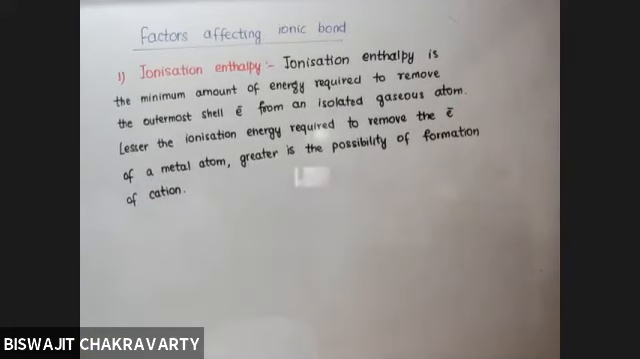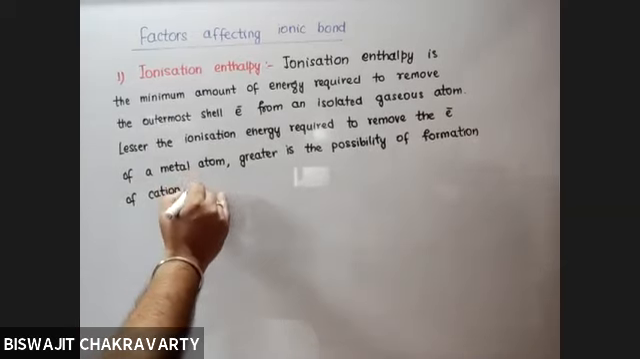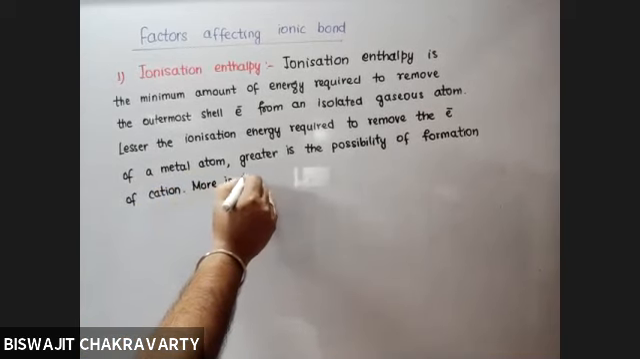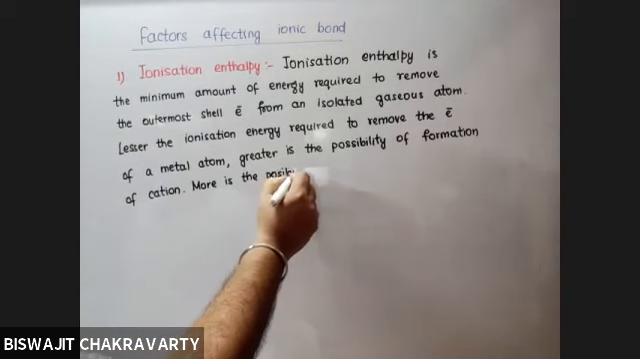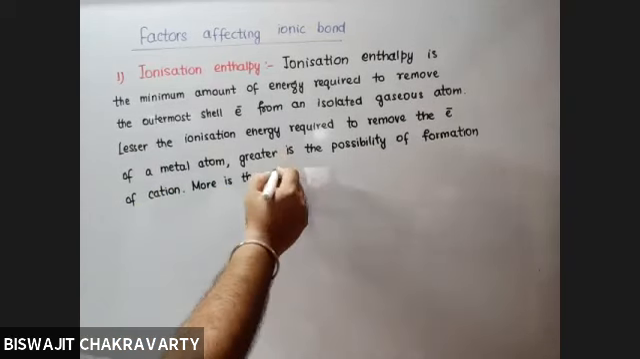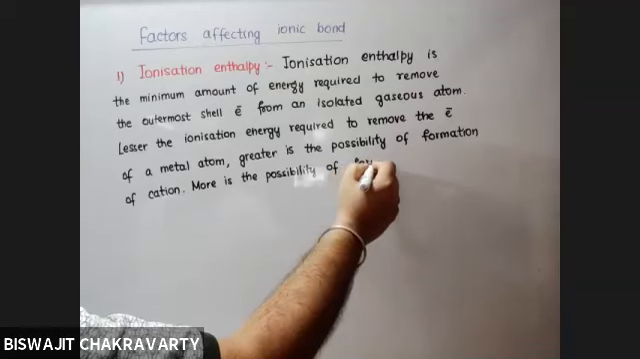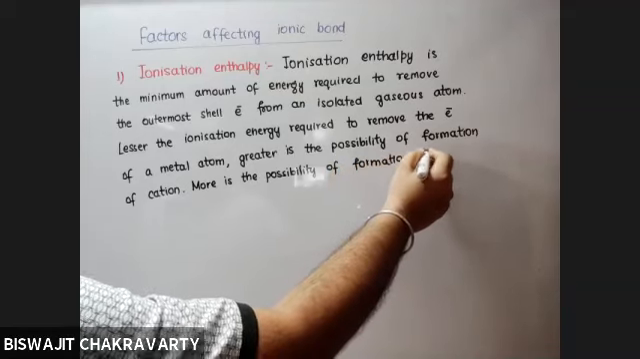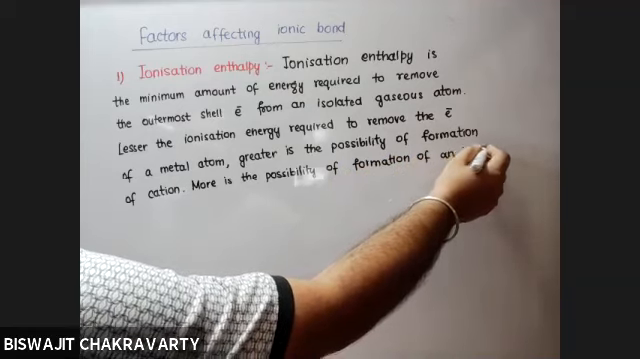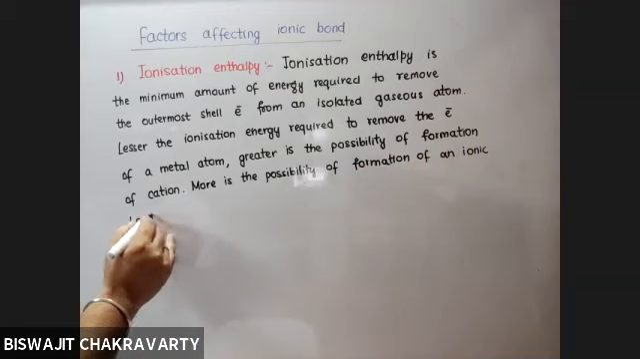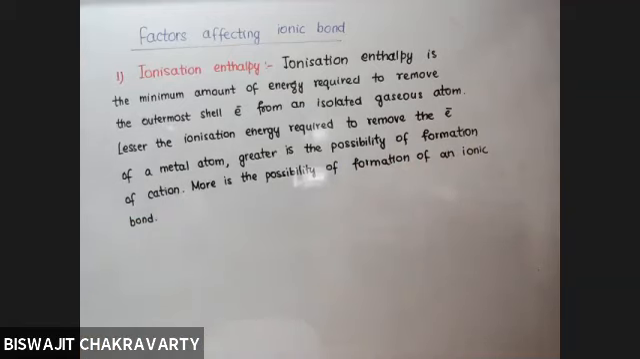Okay, so lesser the amount of energy required to remove the electron, more easily will be the cation formed, and more easily the cation is formed, so we can say more is the possibility of formation of an ionic bond. Okay, I hope this point is clear.